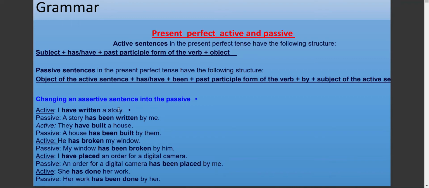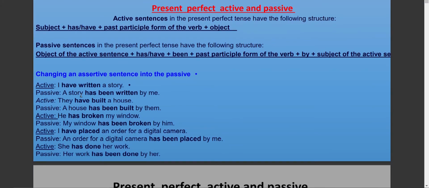Now to know this is clear. Now we come to the passive sentences. مفعول به لجملة المعلومة يصير في البداية. A story has been written by me. has or have مفرد singular. Right. داخل بين and then this been written by me. Here we have a lot of sentences about this. Right.